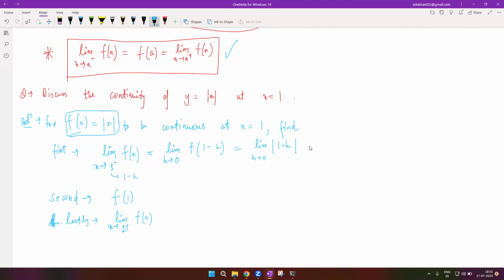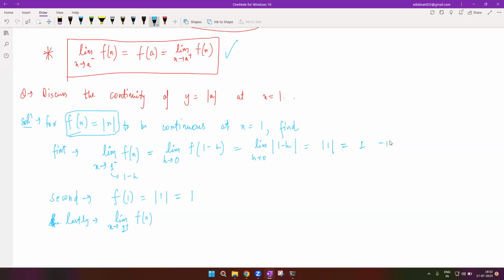Now h is approximately 0. Put h is equal to 0. This is mod 1. Right. Mod 1 is what? 1. Again, f(1). I want to find out f(1). What is f(1)? Just replace x with 1 in this function. So it will be mod 1. Mod 1 is again 1.